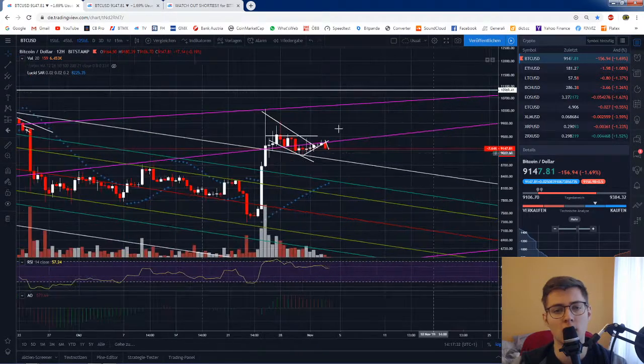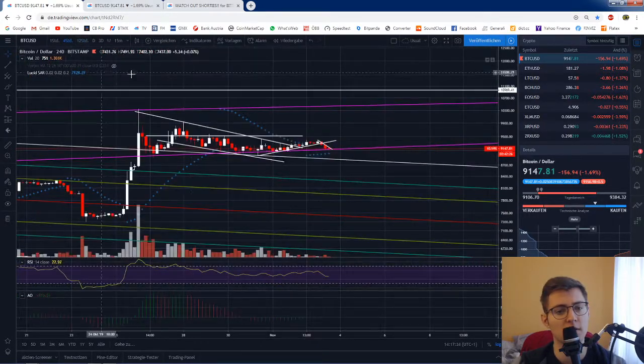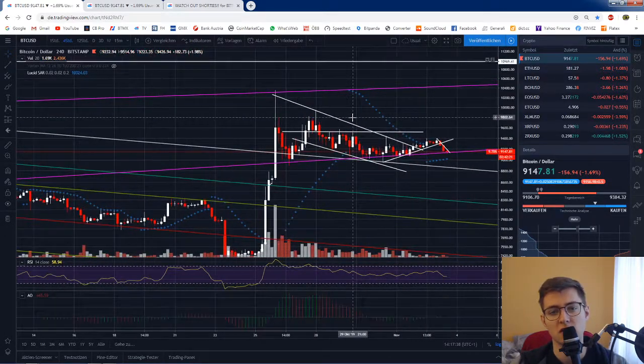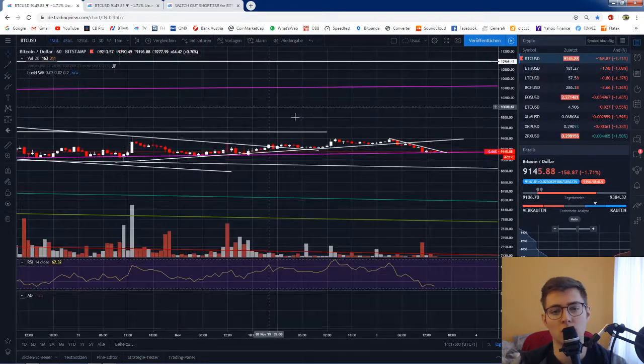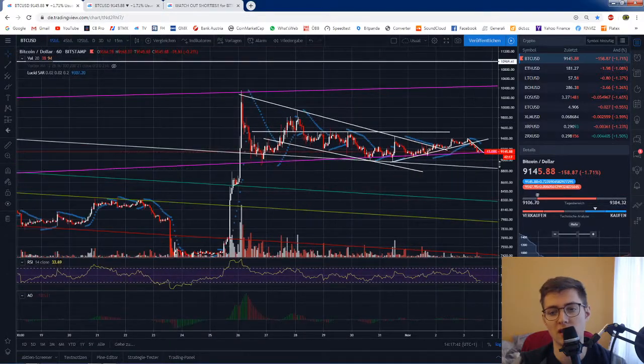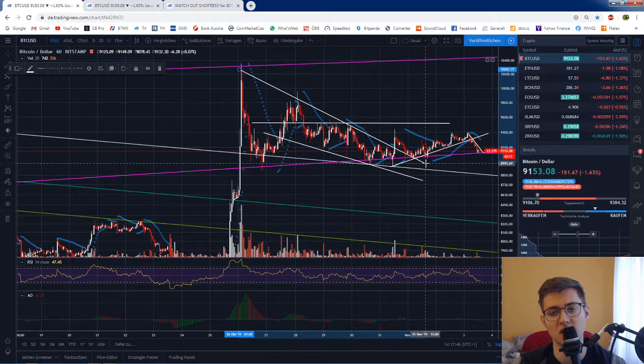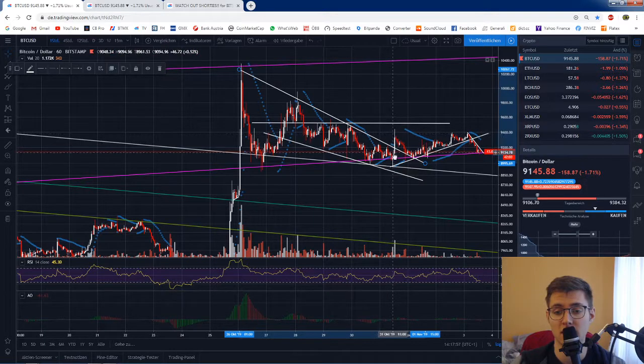And I also said that this triangle, this descending triangle on the 1 hour and the 4 hour, will most likely break rather soon. And I think I drew it like that back in the day, like 3 or 2 days ago, and I said it was unlikely to break to the upside. Yet it broke to the upside.